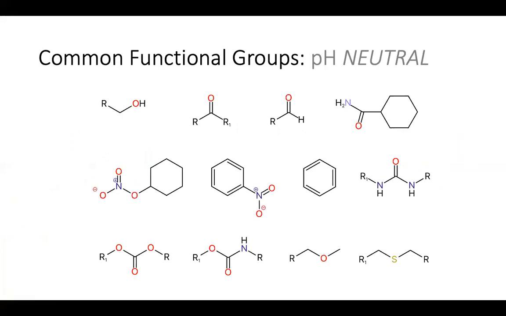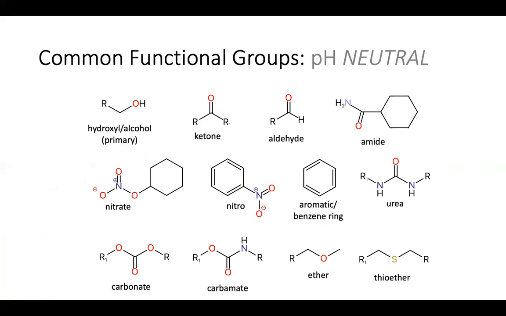So now we get into the pH neutral groups, and here they are. The first one, we have the hydroxyl or the alcohol. We have a ketone here. Aldehyde, that is the O with the H. Amide, we have an O and the N with the H2. Nitrate, we have 3 oxygens with the nitrogen in the middle. Nitro, there's 2 oxygens with the nitrogen in the middle.